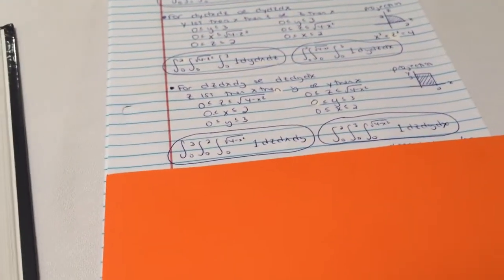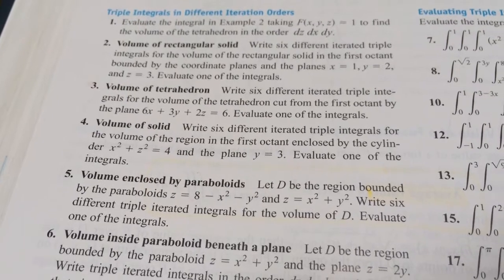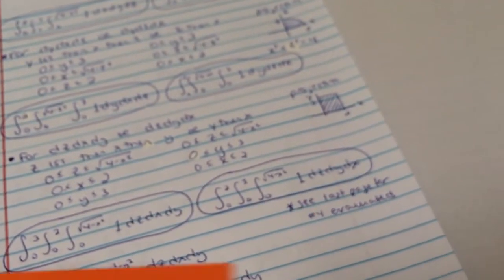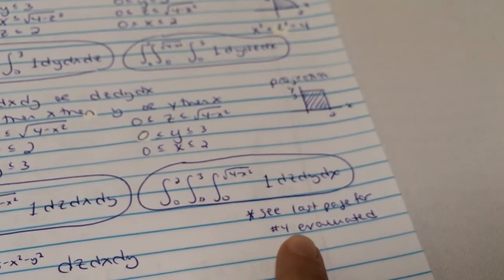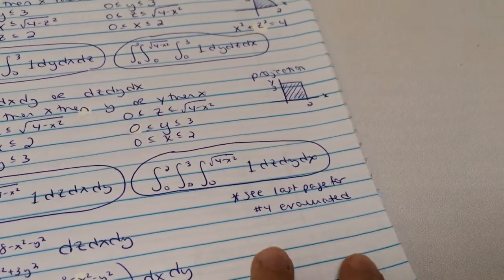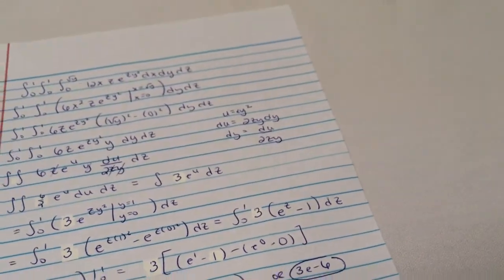Okay, it also asked you in number 4, I didn't actually read the problem. That would have been helpful. Write 6 different iterated triple integrals for the volume, and so on. Evaluate one of them. I forgot when I was making my notes to evaluate one of them. So if you're looking at this on Angel, I put a little note when I post this later: see the last page for number 4 evaluated, because I forgot to evaluate it. So let's flip over and evaluate it.